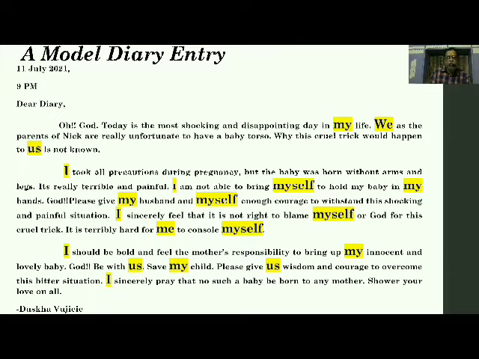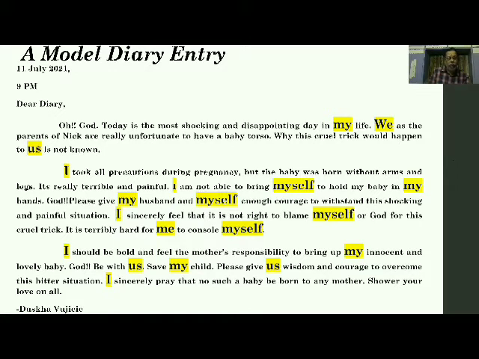Let's see the model diary entry, the answer to the example which we have taken. To begin with, we have to begin with the date and the time, as I said. 11th July 2021, 9 p.m. Dear diary, as I said, writing the salutation is optional. So how does it begin? What are the feelings of the mother?